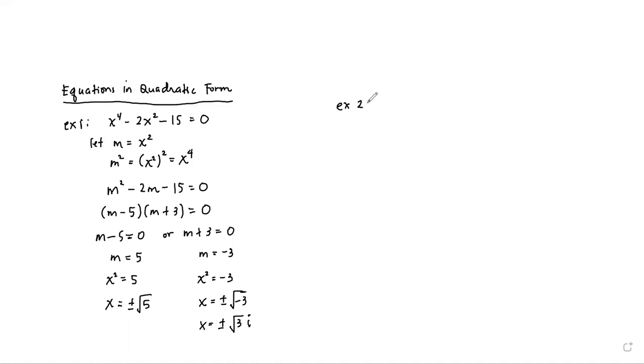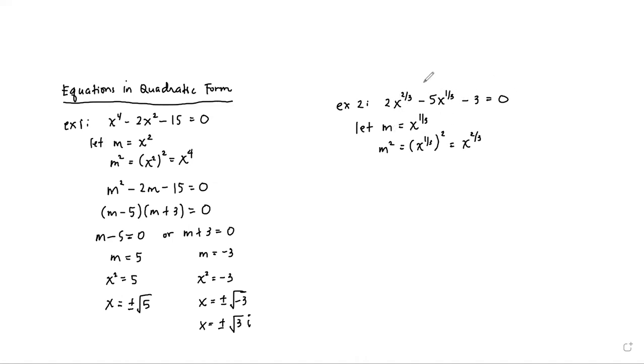Now let's have a second example. Let's solve 2 times x raised to 2 thirds minus 5 times x raised to 1 third minus 3 equals 0. So here, we can let m as the dummy variable, which is equal to x raised to 1 third. And then if we square both sides of that equation, we're getting x raised to 1 third quantity squared, which is equal to x raised to 2 thirds. So every occurrence of x to the 2 thirds will be replaced by m squared, and every occurrence of x raised to 1 third will be replaced by m.